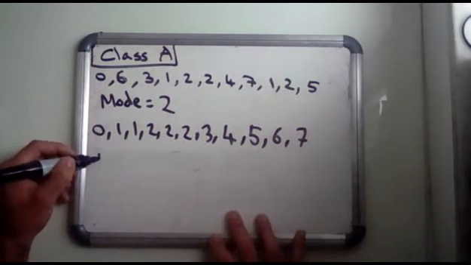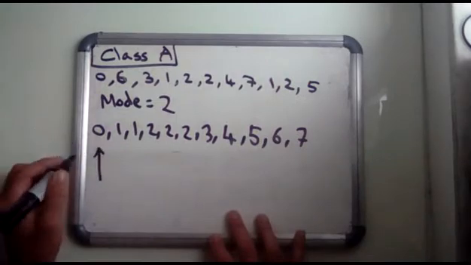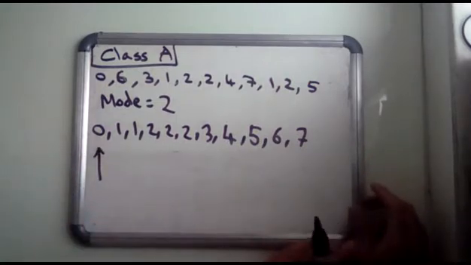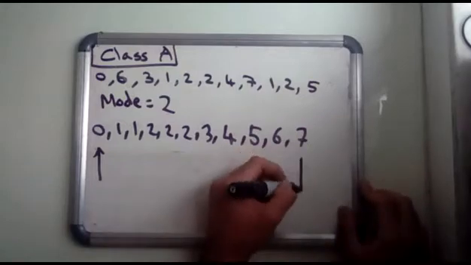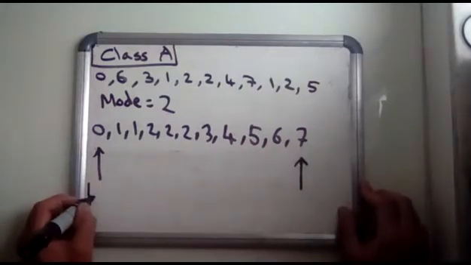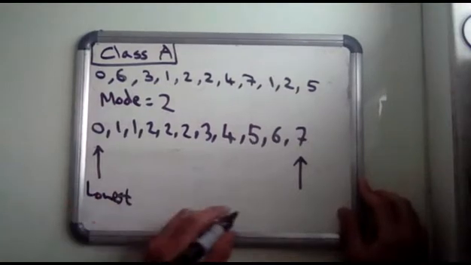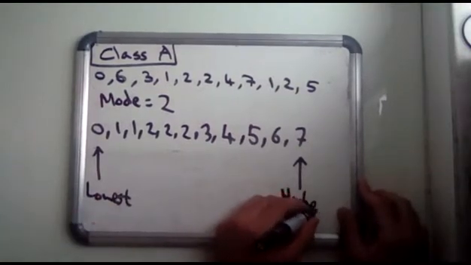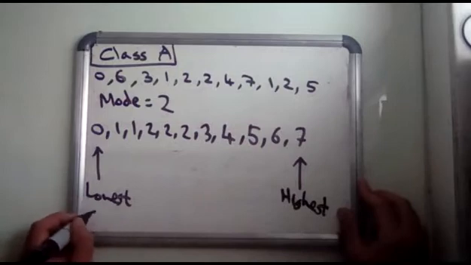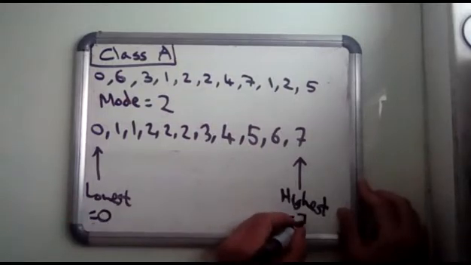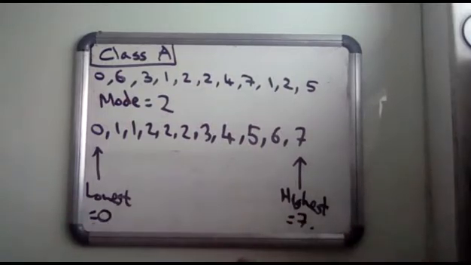Right, so the lowest number is right there, it's 0. The highest number is 7. Now, the next one we asked for is the median.